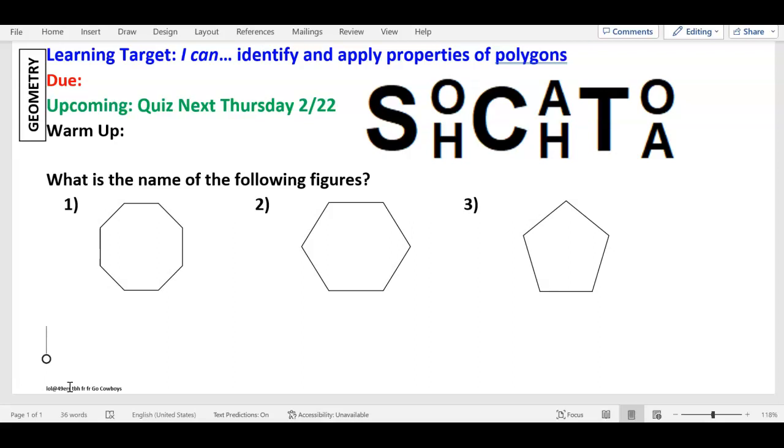So, without further ado, what are the names of these 3 figures? Hopefully, you learned this in like elementary school. But what's the name of this shape? How many sides does it have? Number 1. Don't look. Do your test. 8? Is that what you said? Okay, you're right. 1, 2, 3, 4, 5, 6, 7, 8. 8-sided figure. It's called a what? Octagon, okay?